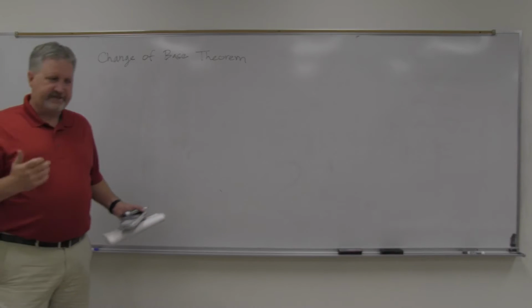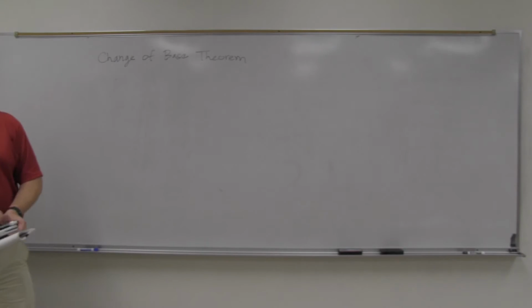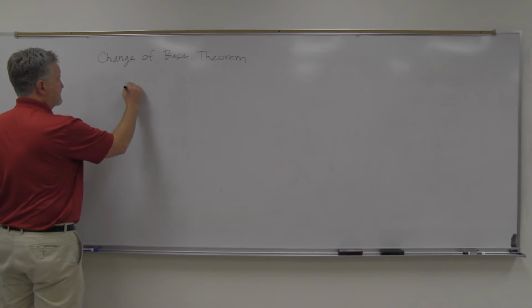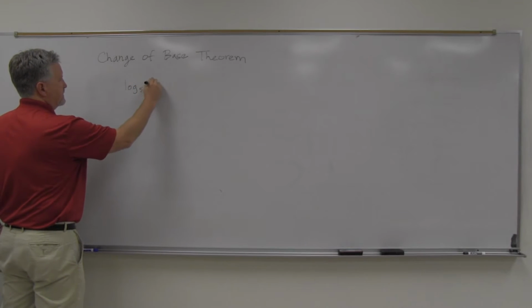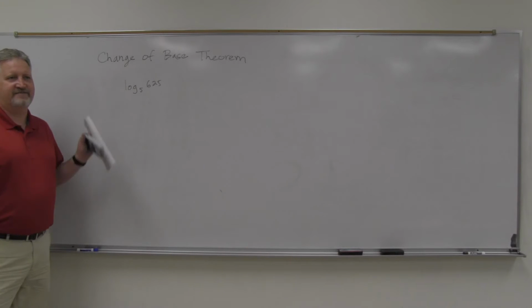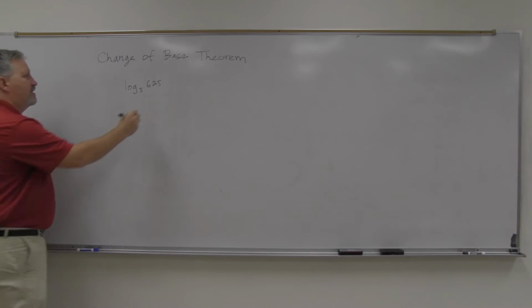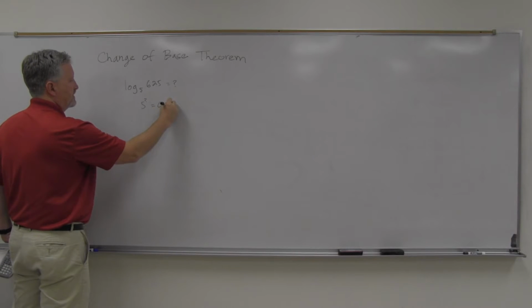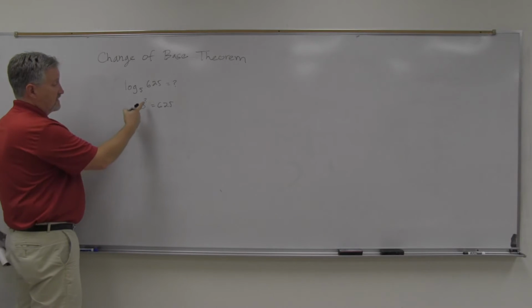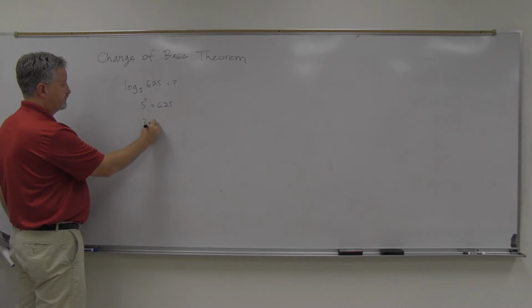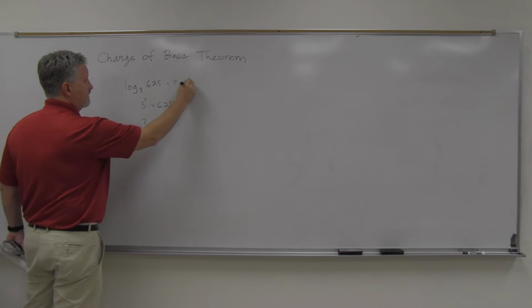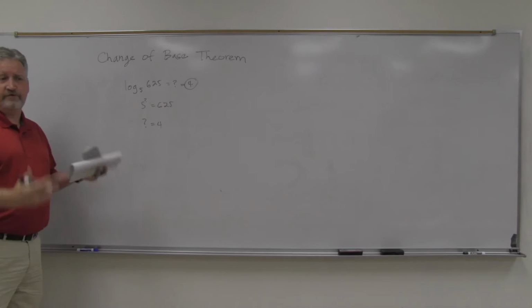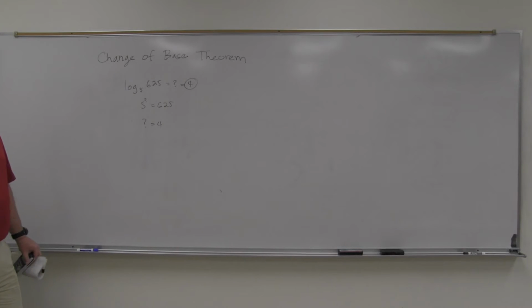When we come across certain logarithms, if I've got log base 5 of 625, that's a nice logarithm. I can figure out what that is: 5 to what power gives me 625? That's a nice power of 5. It's the fourth power, right? So I can go through the basic definition and figure that out.